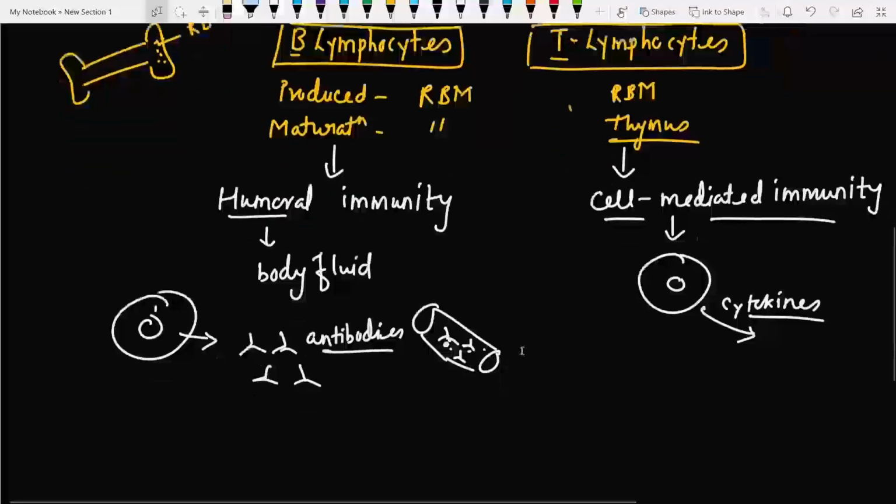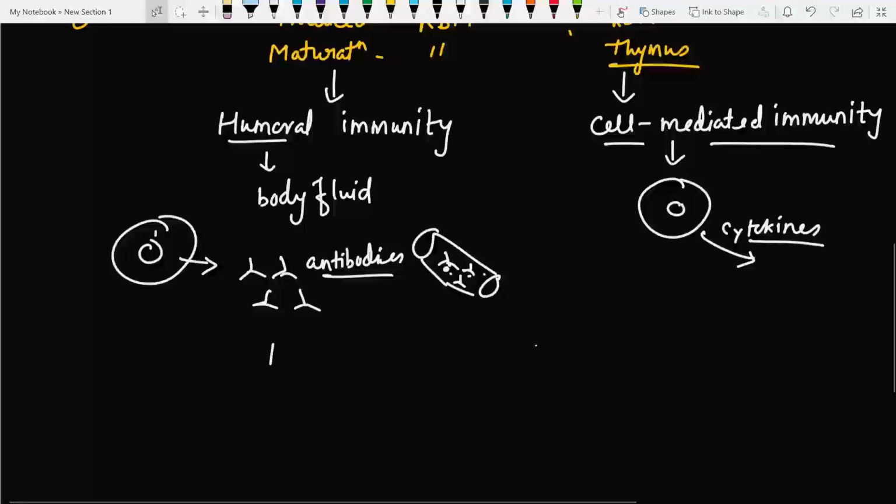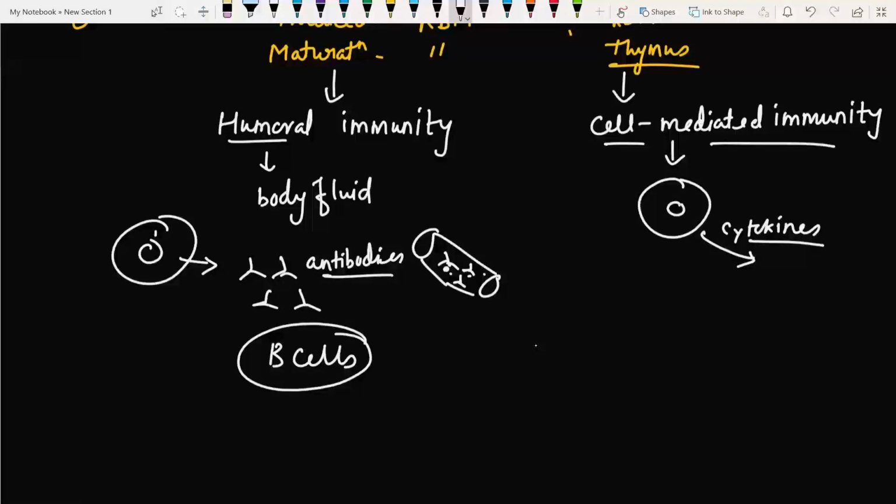The B lymphocyte is present in a naive or inactivated state. When a pathogen enters, the T cell will see it, and we will see in a few minutes the process of how our T cell activates the B cell. When it gets the signal from the T cell, the B cell gets activated. It will start proliferating and differentiating.